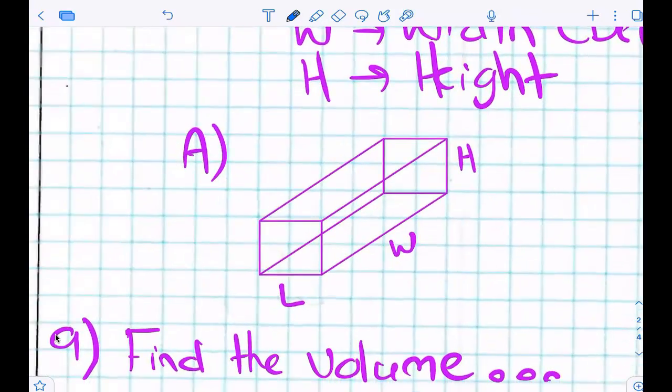This is a 3D shape. This is considered on the 3D shape what? Length. Say again. Length. This is considered the width, and this is considered the height.